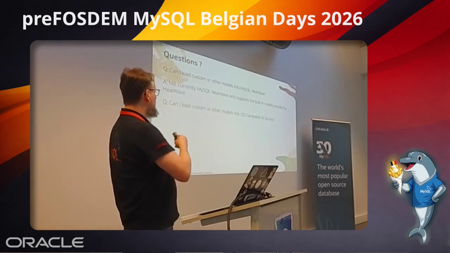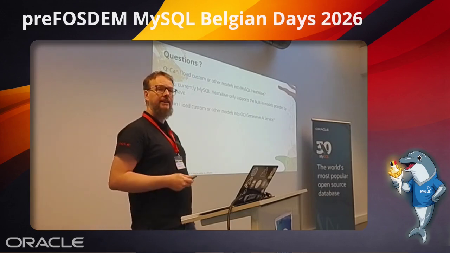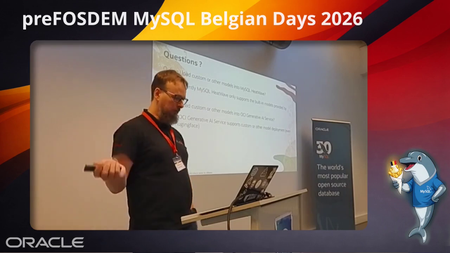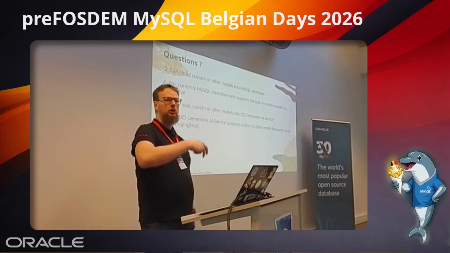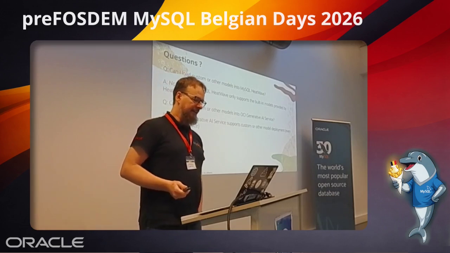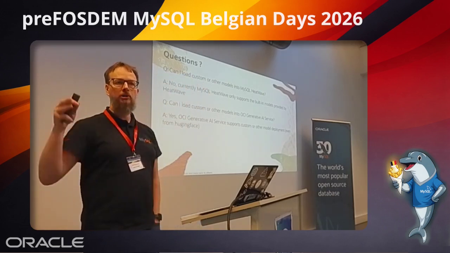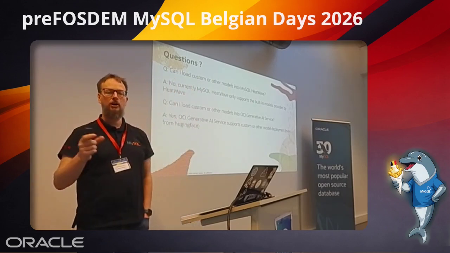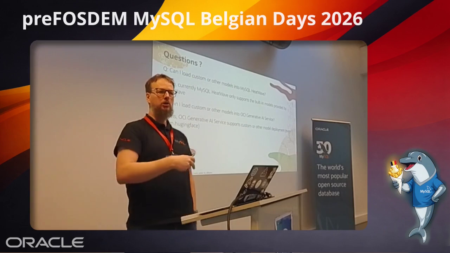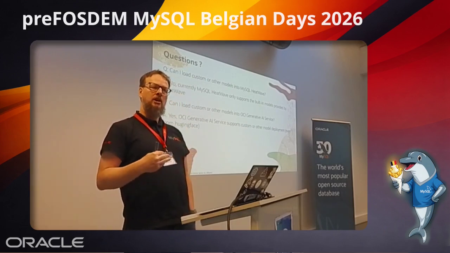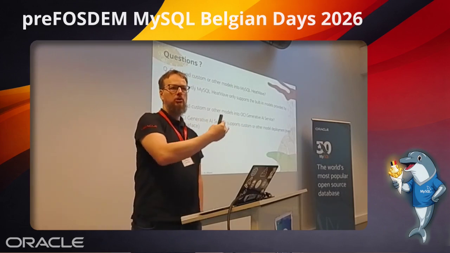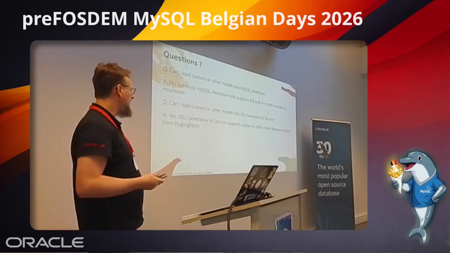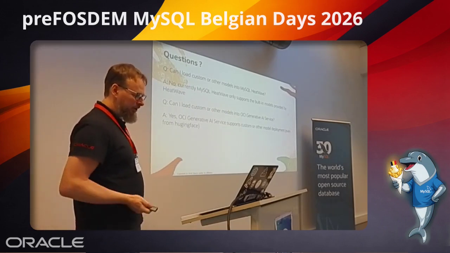Okay, then, can I load custom or other models into the OCI service? The answer is yes. The OCI service supports your custom model. You can create anything you want. You can create clusters or whatever you want. And you can even take a model directly from Hugging Face, put the Hugging Face tag and everything, and it will load it for you. Of course, this is not the free OCI service. You will need to build your own cluster and you need to pay for it, right? But it's possible.